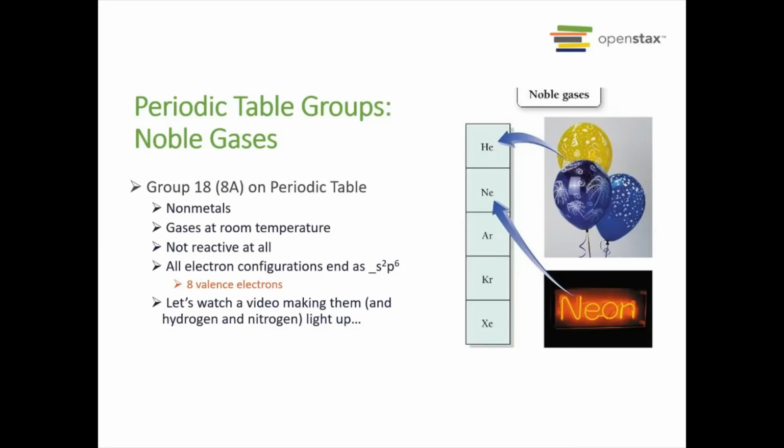Alright. Pretty cool stuff. And the last one, group 18 or 8A on the periodic table, are the noble gases. So these are non-metals and gases at room temperature that really are not reactive at all. Yes, there's some exceptions and extraordinary things, but in general, they're not reactive. But neon, okay, neon lights. So let's watch a video making them, as well as hydrogen and nitrogen, light up.